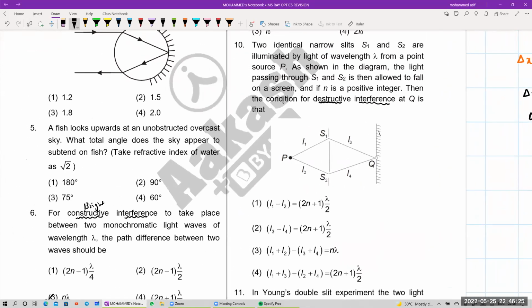Two identical narrow slits S1 and S2 are illuminated by light of wavelength lambda from a point source P as shown in the diagram. The light passing through S1 and S2 is then allowed to fall on the screen and n is the positive integer. Then the condition for destructive interference will be equal to how much?